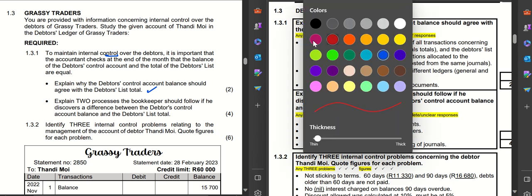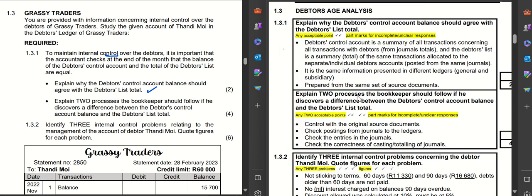Why should the balance of the debtors control be the same as that of the debtors list? That's your grade 10 question here. The answer is the debtors control is a summary of all transactions with debtors from the journals, and the debtors list is a summary of the same transactions allocated to separate individual debtors accounts. Number 2, it is the same information presented in different ledgers. Number 3, they are prepared from the same source documents.